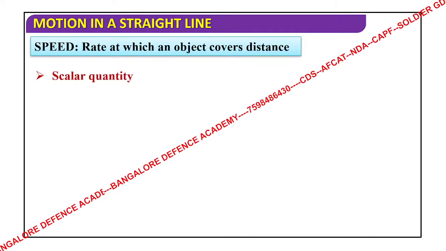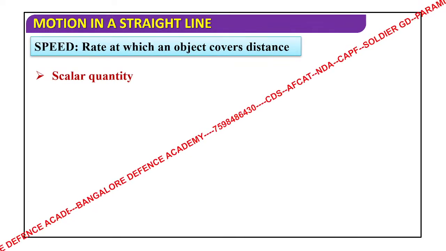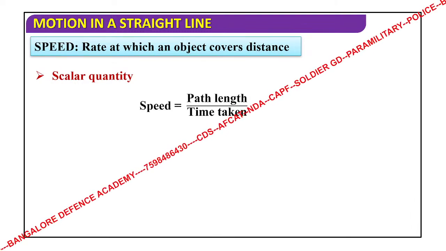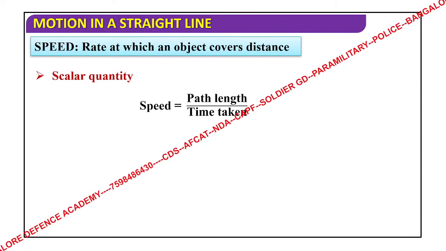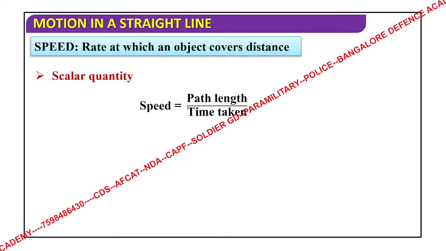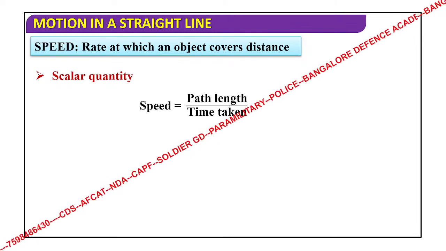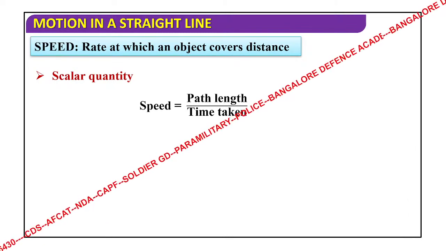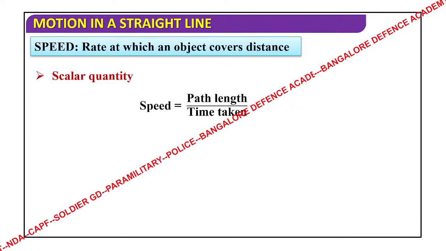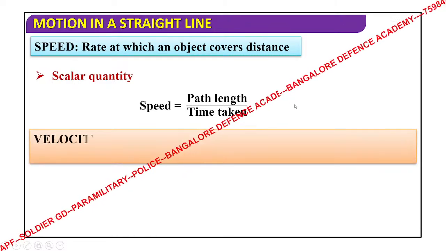Next, speed, the rate at which an object covers a distance. So it's a scalar quantity. The formula is speed is equal to path length by time taken. You can take down this formula in your notebook. Very important. So from here onwards, your formulas and concept oriented questions will be asked in your exam. So take it down. Speed is equal to path length by time taken.